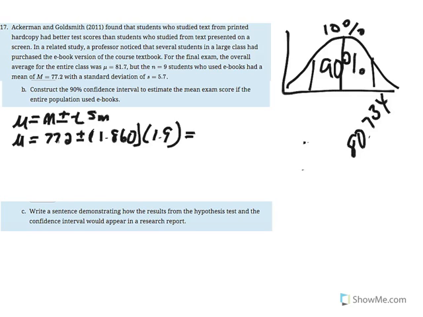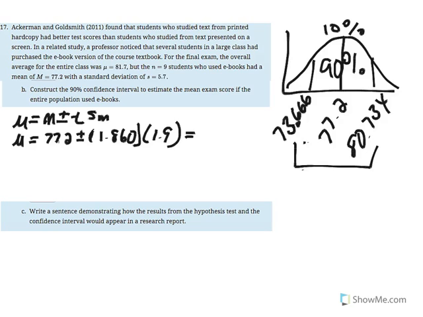Again, this is all based on the center of 77.2. And on the low end, on our calculators, if we take negative 1.860 multiplied by 1.9 added to 77.2, we should get 73.666.